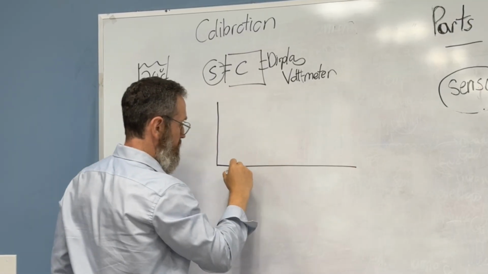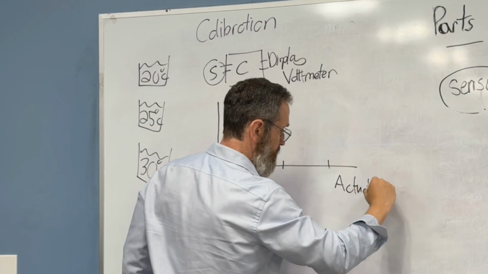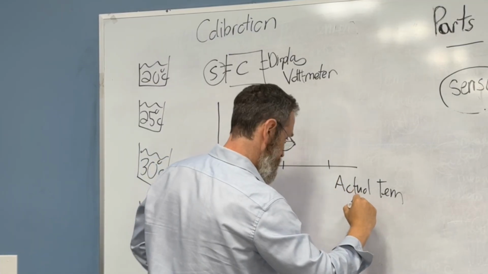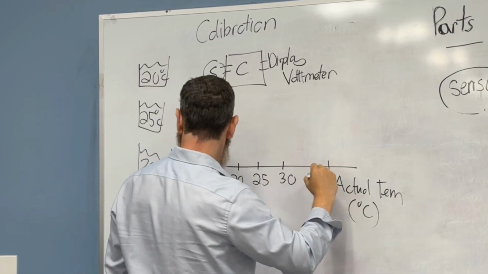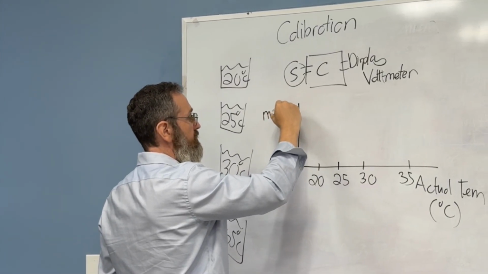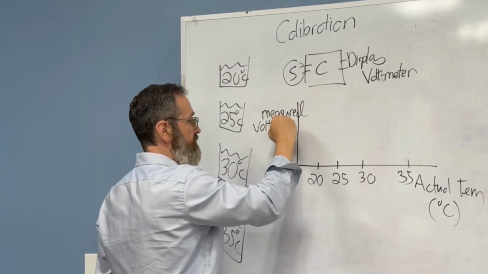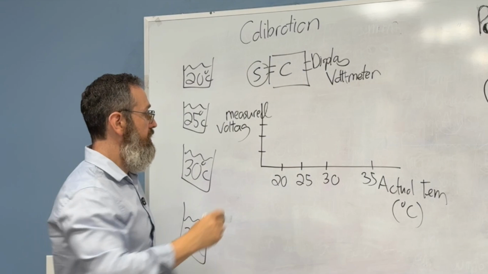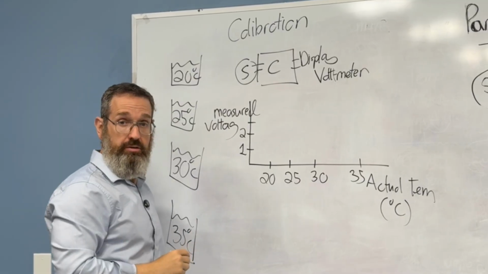Generate a plot that looks like this. Here's the actual temperature. We have 20 degrees C, 25, 30, 35. And this is your measured voltage, the actual voltage that you measured out of it. Let's call this 1 volt, 2 volts, and so on.